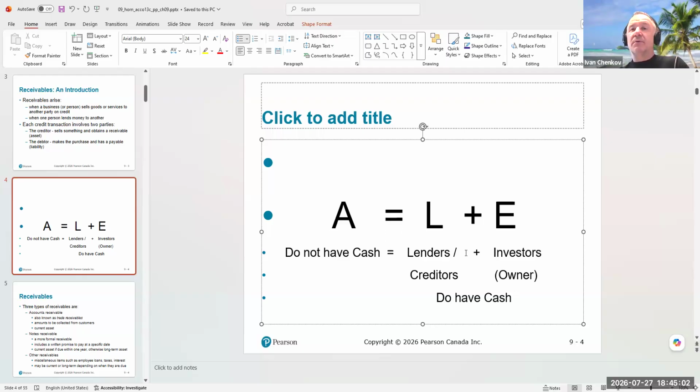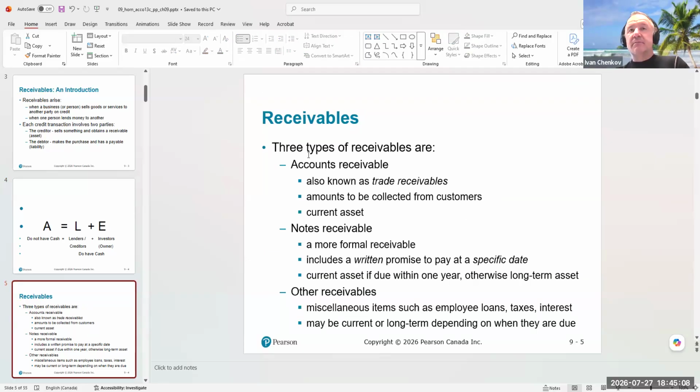And then what we do, we're going to try to get the cash. So for the receivables, there are three types of receivables. One is the trade receivable, the amount to be collected from the customers, which is a current asset.